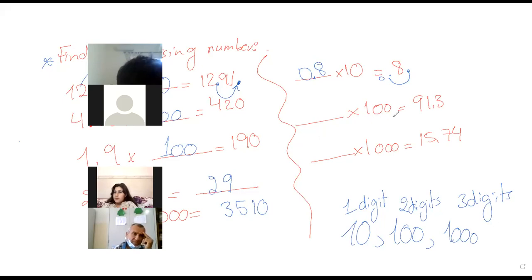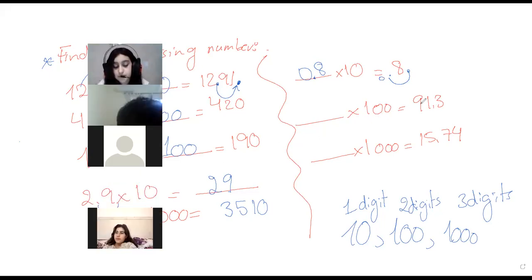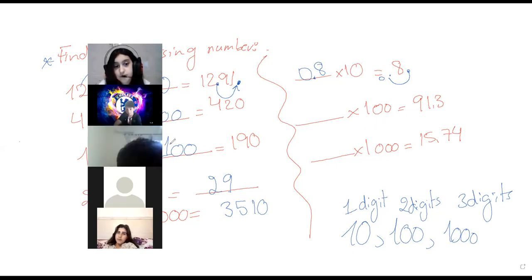Which number we multiply by 100 gives us 91.3? Okay, what shall I do here? We go to the left. Okay, go to the left side. Abbas, you will do after Yazan, okay? We move the decimal point to the left side.